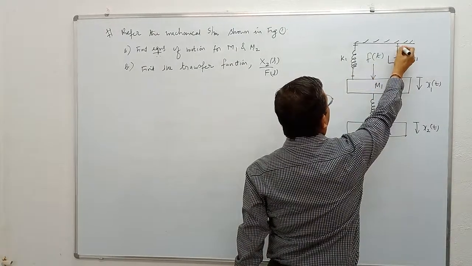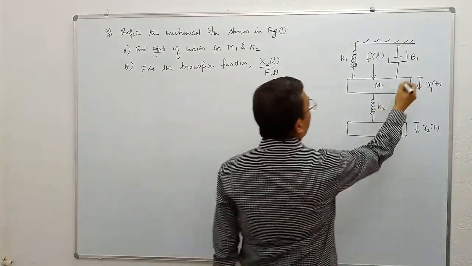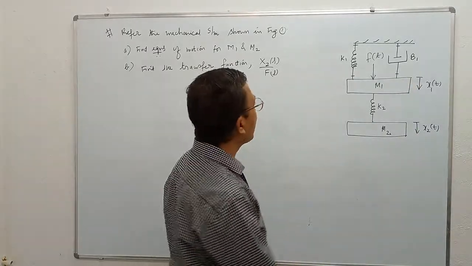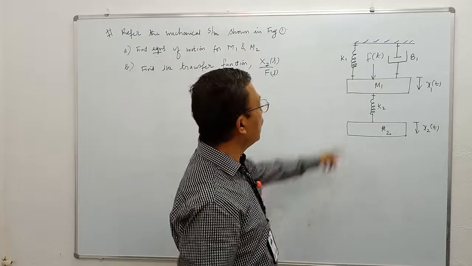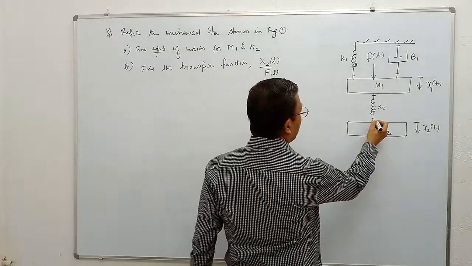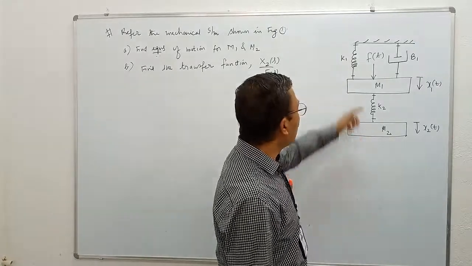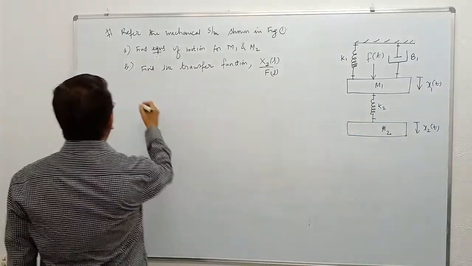Here the displacement is 0 because the point is fixed. Here the displacement is x1 because it is connected to m1. The displacement here is x2 because m2 has got a displacement equal to x2. On either side it is different. So some important points we will note.